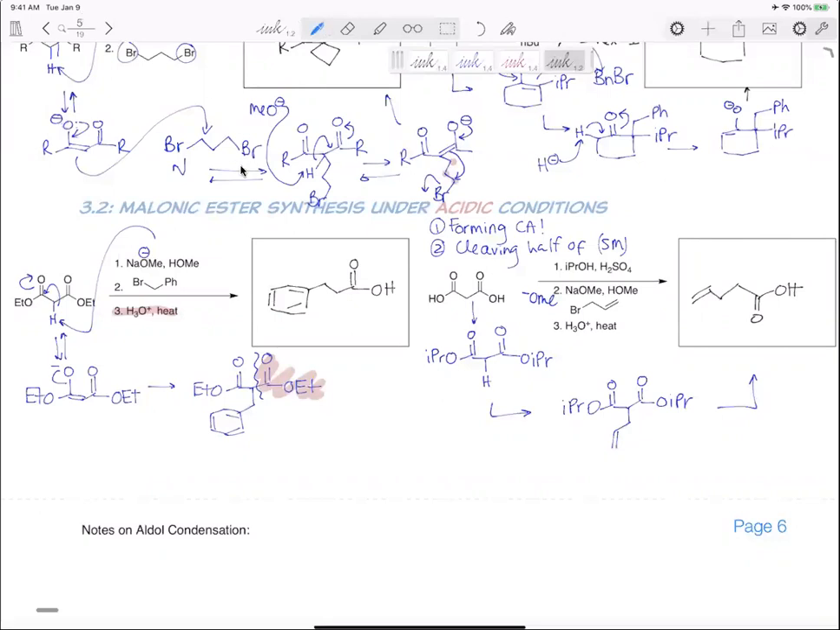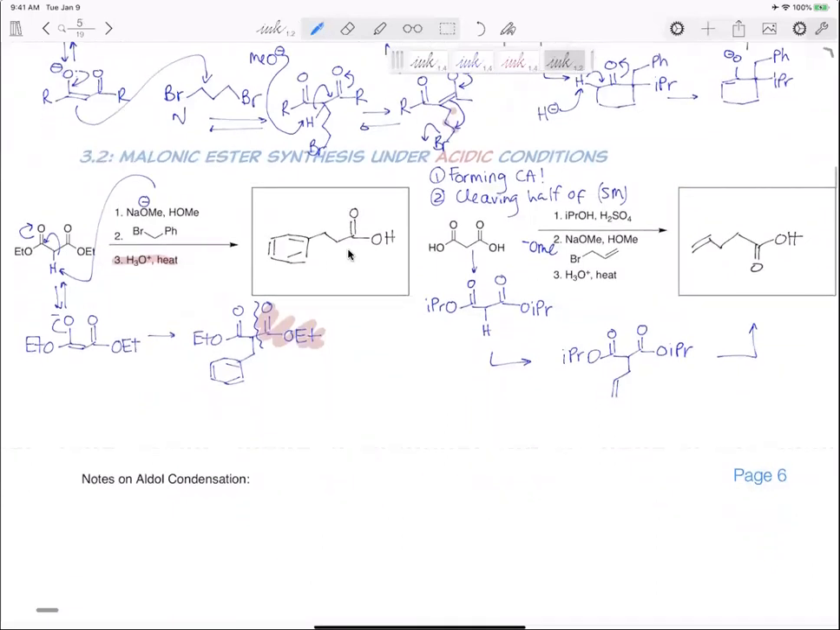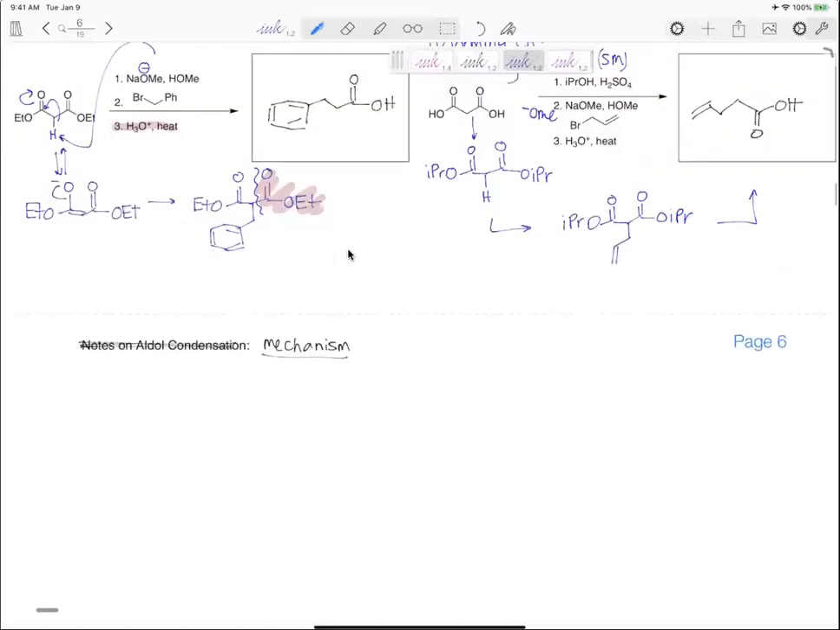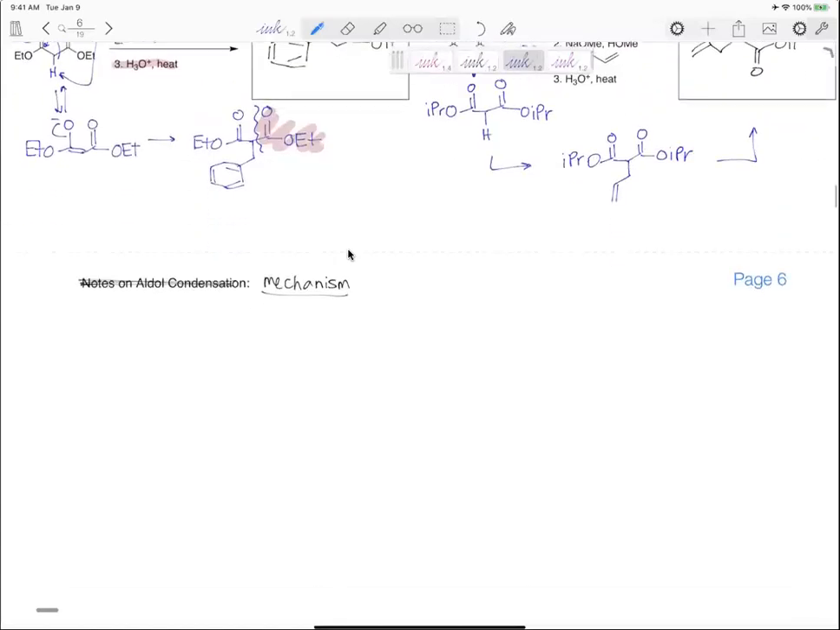Yes, Ph is a phenyl. Okay, so now this is an acidic condition, right? Oops, sorry, this is not notes on Aldol condensation. This should be mechanism. Okay, so let's look at the mechanism. I'm going to do the second one, and I'm going to start from the malonic ester.